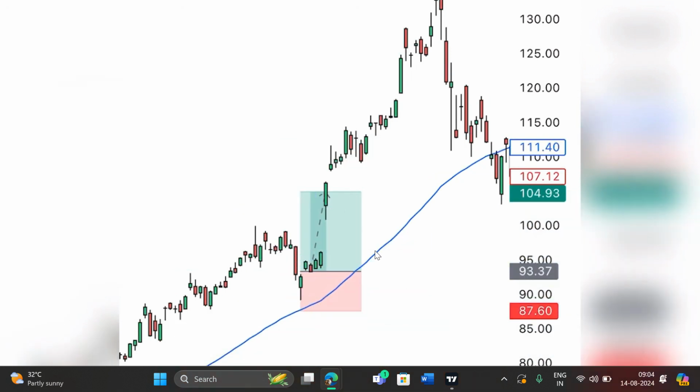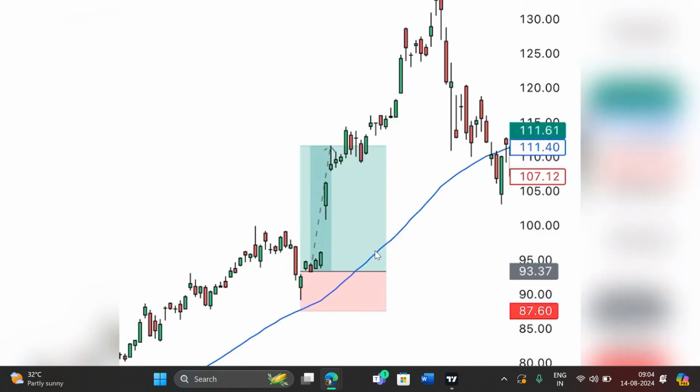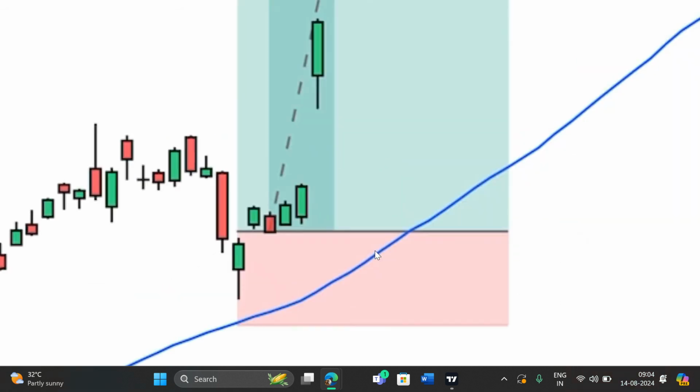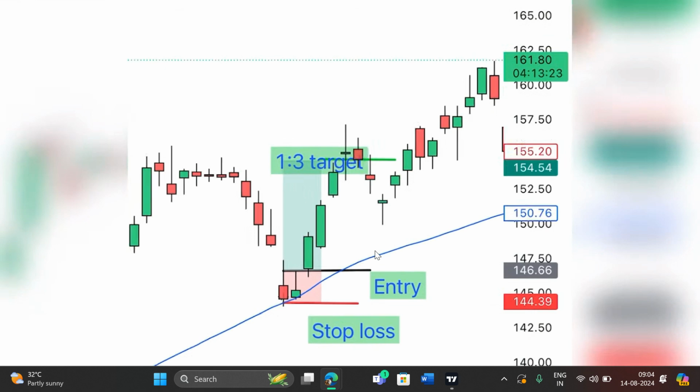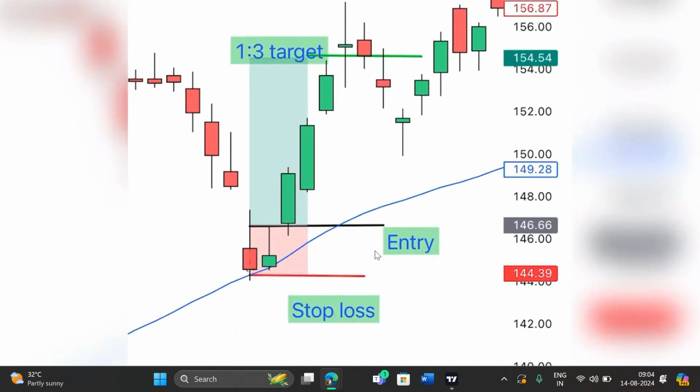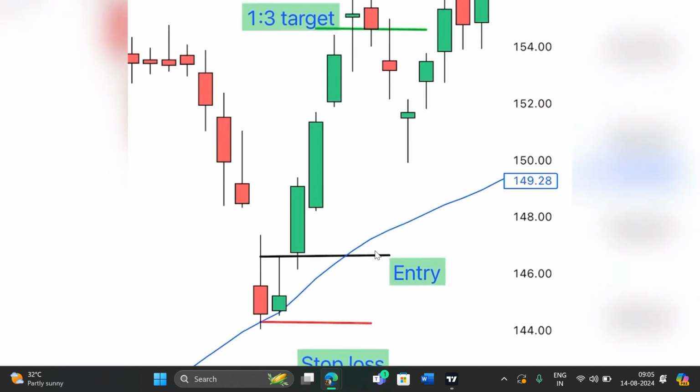4. Entry signal. Enter a trade when you observe a confirmation that the price is bouncing off the 50 MA. For a buy order, this typically means a bullish reversal pattern or a candlestick close above the 50 MA after touching it. When the second candle breaks the high, we enter the trade.